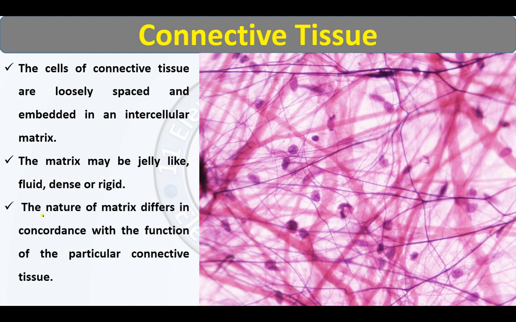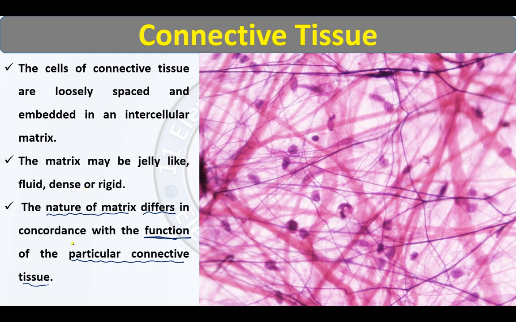The nature of the matrix differs in accordance with the function of a particular connective tissue. Blood has a different role to perform. Blood has to flow, so the matrix of the blood is fluidic. Bone does not have to flow, but it has to provide strength, so the matrix of bone is dense or rigid.